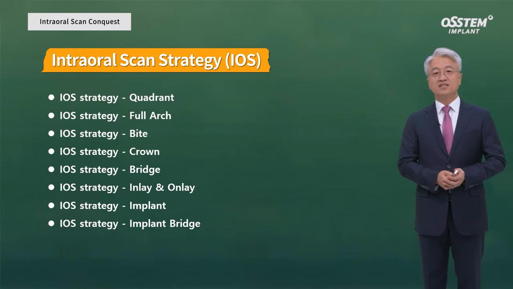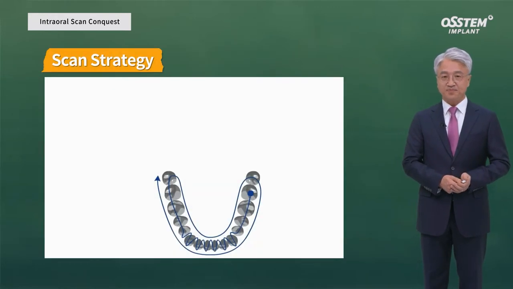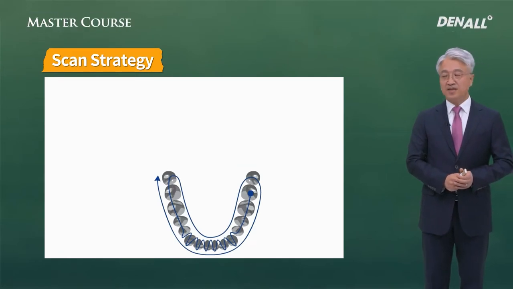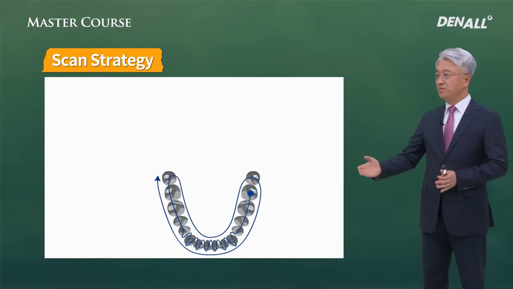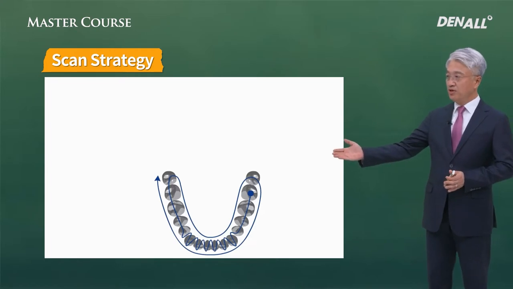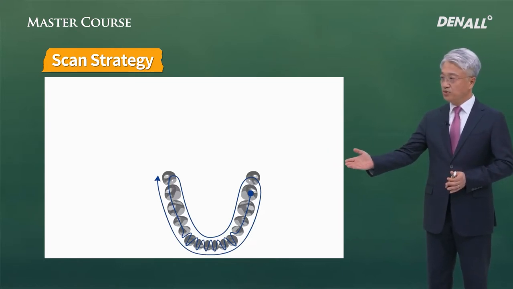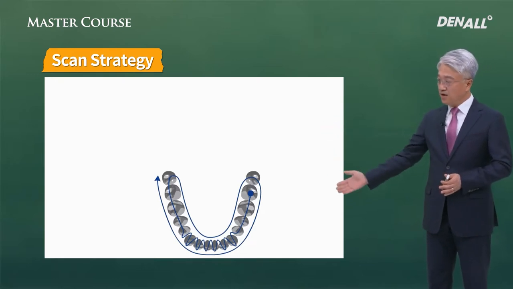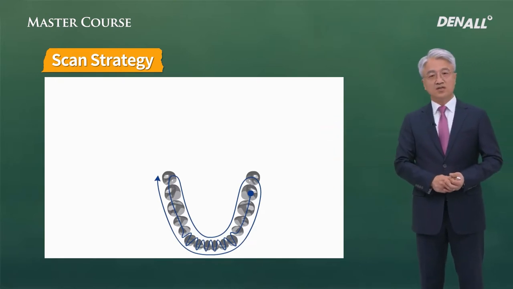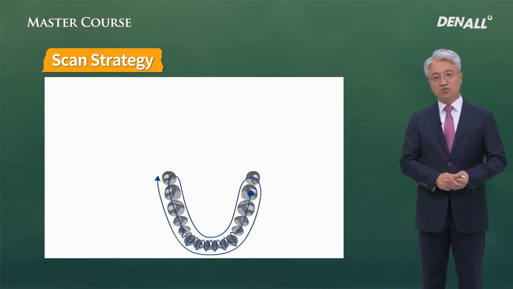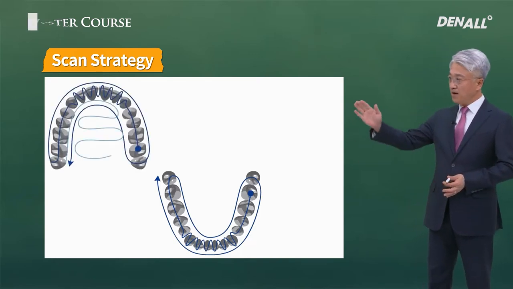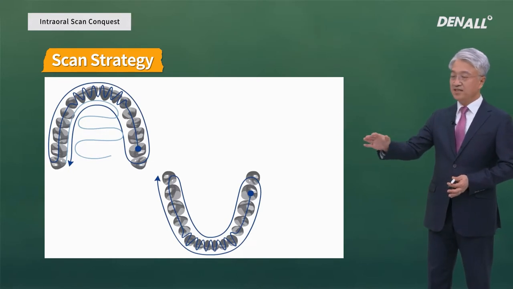First, let me talk about scanning strategy for full arch. As you can see, from the posterior area to the occlusal surface, towards the anterior area, towards the other side, to the labial side, and then the buccal side. If you have this kind of strategy, you can have more easy and accurate scanning. As for the maxilla, if you connect the palatal areas as shown with the posterior area, you can get accurate scanning.